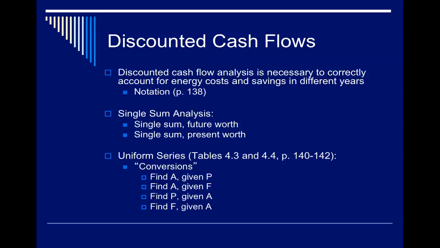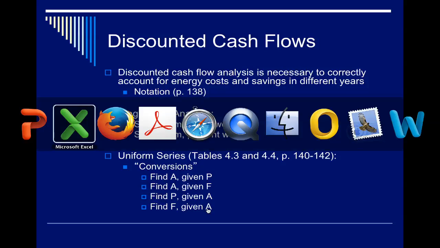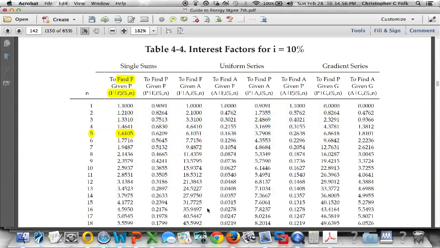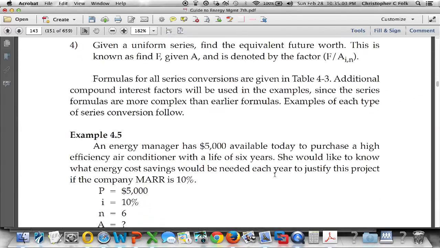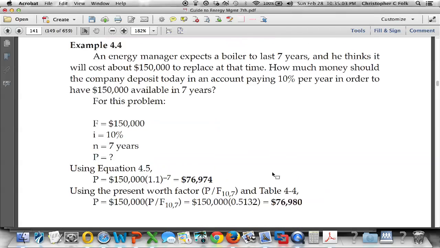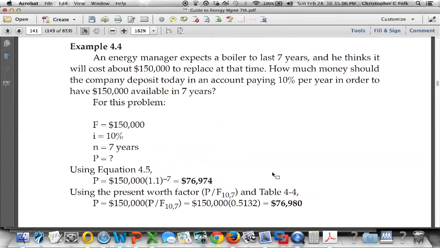And what follows next in the text are several different examples, right? So that was find F given P, all right? So example 4-4 is the next one, right? Example 4-4, let's read what it says. An energy manager wants a boiler to last 7 years, and he thinks it'll cost about $150,000 to replace it at that time. So he's planning ahead. I know I'm going to be able to make this boiler run for 7 more years. I know that the cost of maintaining it's going to be high, but I'm going to keep it going.